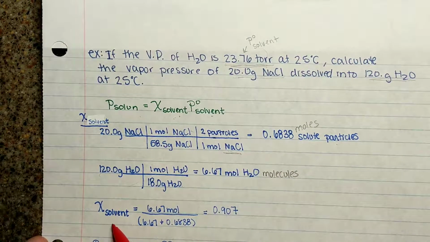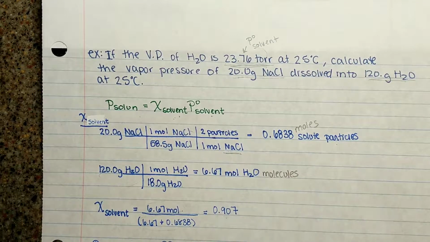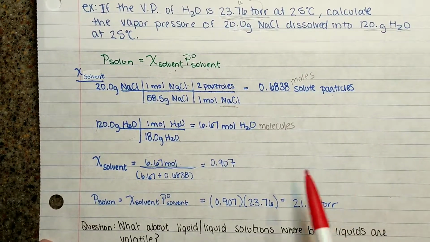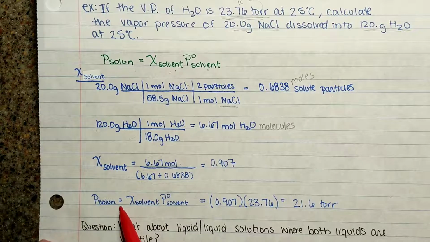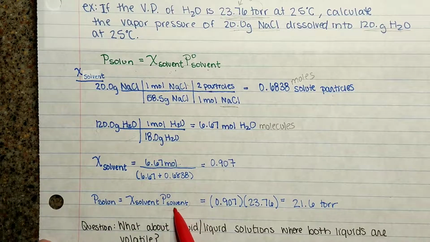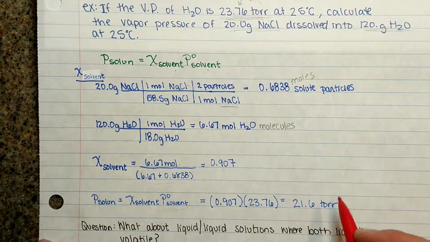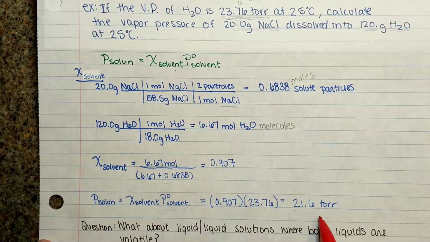So to figure out my mole fraction, I take my moles of water molecules divided by my total moles in my solution, and I get a mole fraction of 0.907. So I have my parts. I know my pressure of my solution is equal to my mole fraction of my solvent times the pure vapor pressure of my solvent. So I multiply those together and I get the pressure of a solution to be 21.6 torr.